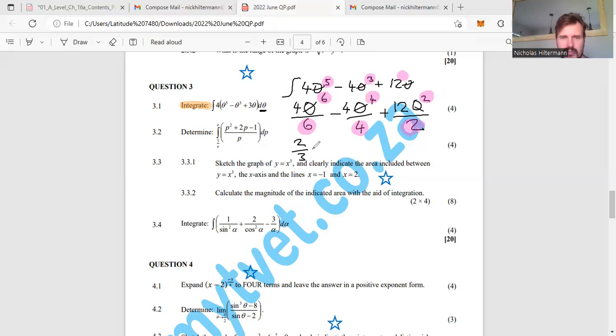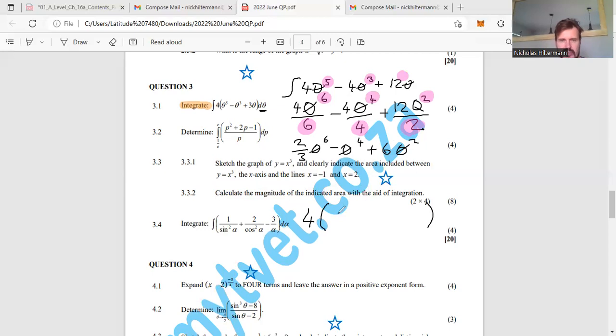2/3 theta to the 6. The 4's cancel, and then 12 divided by 2 is 6. The square, that's done. So what I did there was I times the 4 in to make it easier. Let's see if I didn't times the 4 in. Well, what I would do then is I would do this individually.